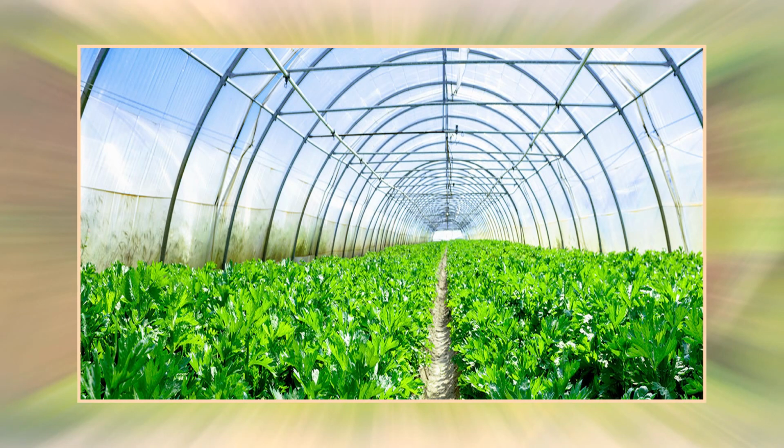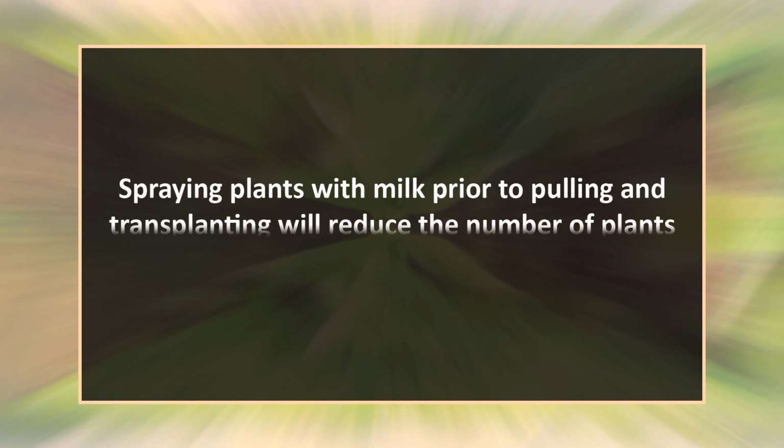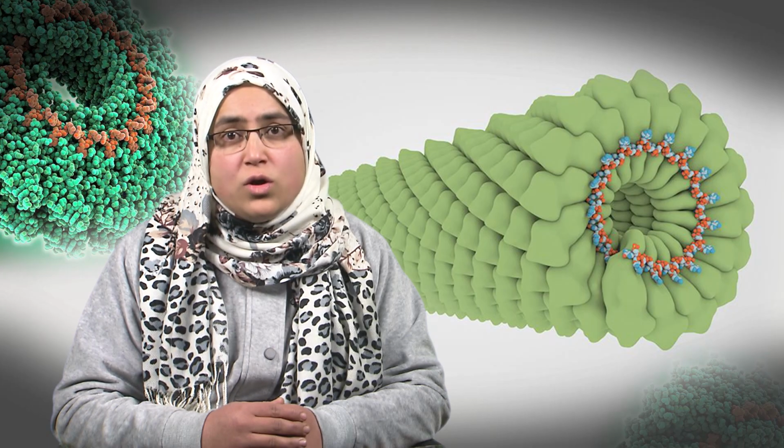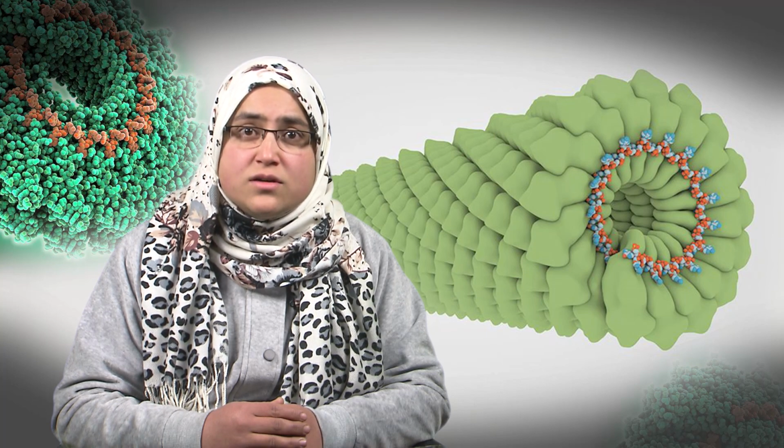All forms of tobacco may carry tobacco mosaic virus, so it is advisable that these products should not be used by workers, especially around greenhouses and during transplanting. Spraying plants with milk prior to pulling and transplanting will reduce the number of plants that become infected. It should always be used during transplanting in situations where tobacco use by workers cannot be prevented. Transplants should be sprayed until runoff with 1 pound of dried milk in a gallon of water immediately prior to pulling.